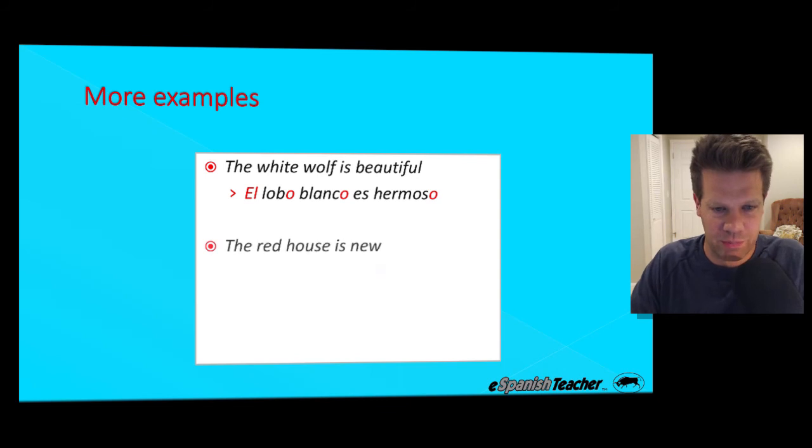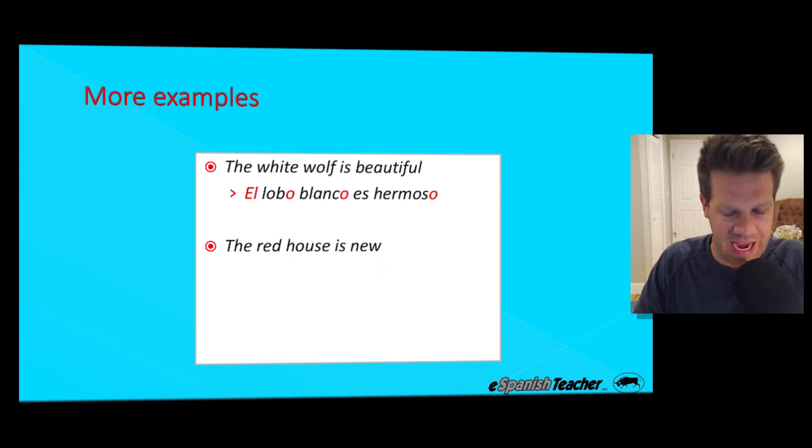Let's look at another example. The red house is new. Okay, the noun here is house. And house will dictate the article and the adjectives that I've used. Okay, house in Spanish is casa. Casa is singular feminine. That means the article and any adjectives that we use when we translate this have to be singular and feminine. I hope this is making sense.